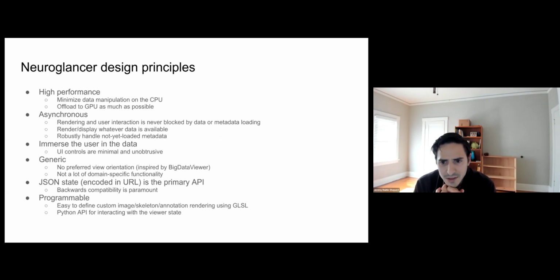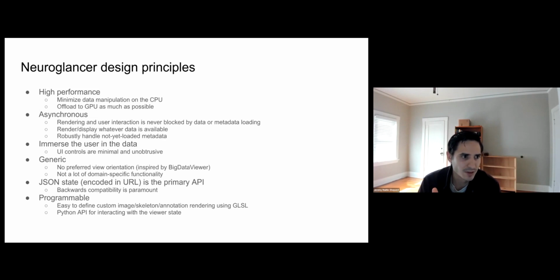One of the main design principles of Neuroglancer is, of course, performance. I think it's fair to say, if it didn't offer relatively good performance, it would be vastly less useful. And the way that we've tried to achieve this is through minimizing the amount of data manipulation that has to happen on the CPU and offloading to the GPU as much computation as possible.